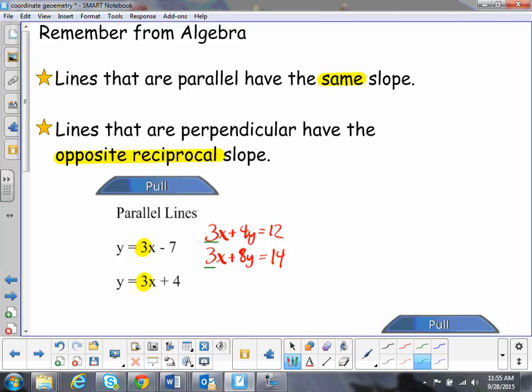What are they thinking on that? You're just looking at the coefficient of x, right? Yeah, the coefficient of x doesn't always mean that it is in slope-intercept form, so where you can see the slope. The coefficient of x here, yes.